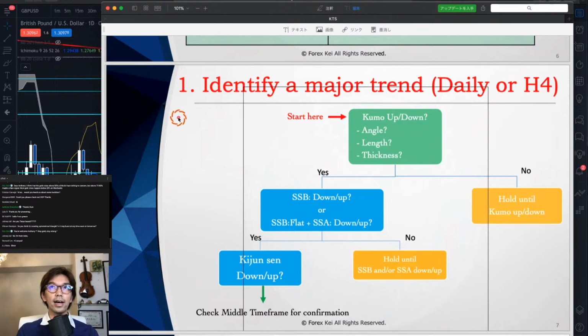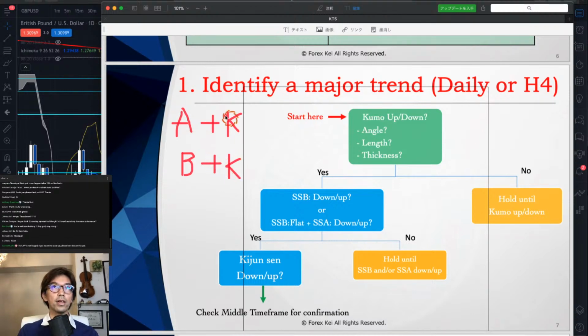So simply, there's a Kumo Senko span A, right? And there's a Kumo Senko span B. So I combine the Senko span A with the Kijun Sen, and I combine Senko span B and the Kijun Sen. And when they are both moving up, that's an uptrend. So either A plus K or B plus K, simply speaking. Of course, you have to look at the Kumo thickness and the angle of it, but basically, these are two confirmations.